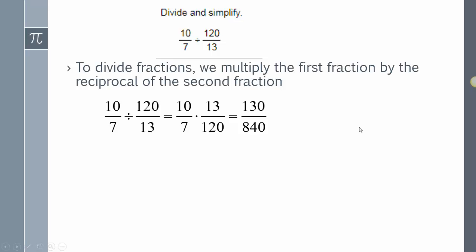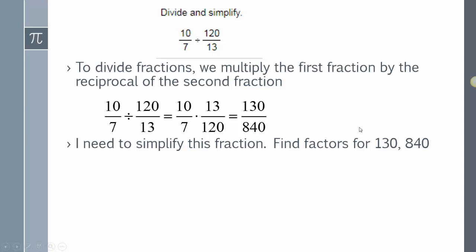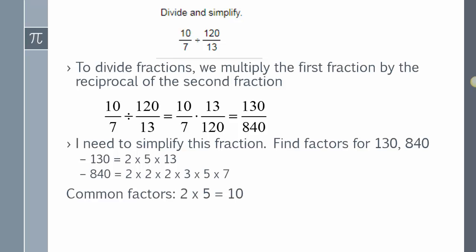I can further simplify this. What are the factors of 130 and 84? 130 is 2 times 5 times 13, and 84 is 2 times 2 times 3 times 7. The common factor is 2. It simplifies to 13 over 84. And notice I could have done that here. Notice that the 10 would go into 120 12 times, and I would have saved myself having to do the simplification at the end.